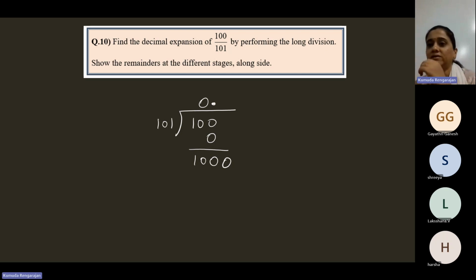Yeah, what is the quotient you're getting? 0 point. Okay, 0.99 and then 00, then 9900. Very good. Very good. Correct. Okay, one student here has already completed the division process.